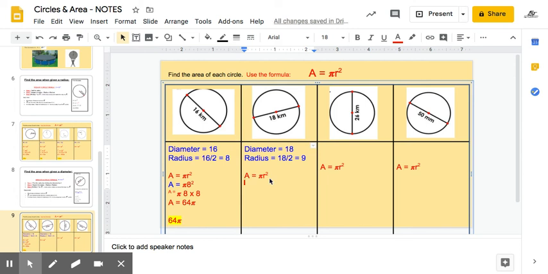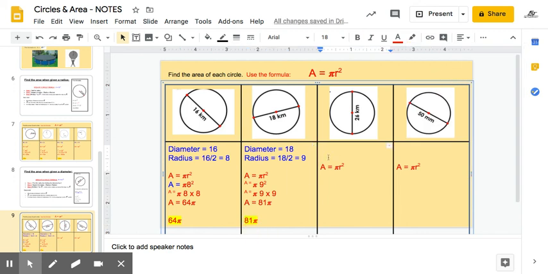So now I'm going to plug that radius into our formula. Bring down the A, bring down the equal sign, bring down the pi. Instead of writing the variable r, we're going to plug in 9, and then we have to square that 9. So bring down the A again, the equal sign again, the pi again, and 9 squared is equal to 9 times 9. Now multiply those two numbers together. 9 times 9 is equal to 81, and then simply bring down the pi. So the area of this circle is 81 pi.